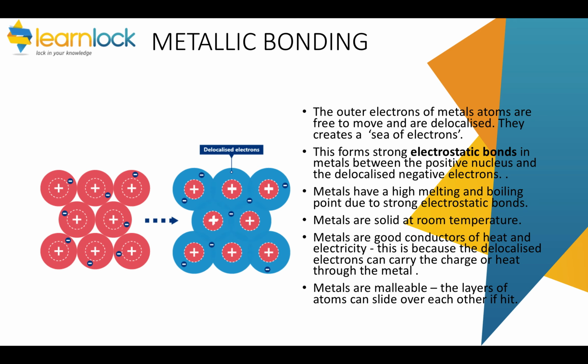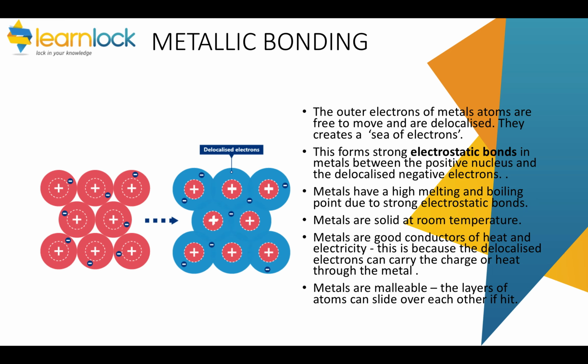Because of this, metals have a really high melting and boiling point because of the strong bonds. Metals are solid at room temperature, with the exception of mercury, and they're very good conductors of heat and electricity. That's because of those delocalized electrons. Because those electrons are free to move, they carry electricity or heat through the metal, which is why metals conduct.